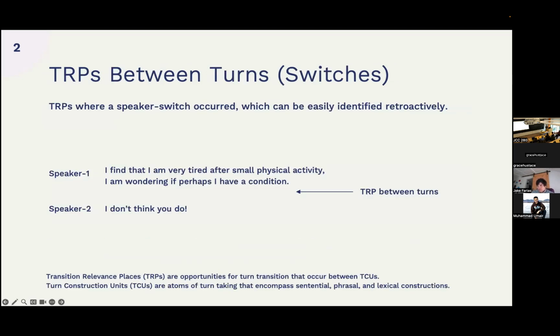There's also two subcategories of TRPs that I want to define. So the first one is TRPs between turns. So this is the scenario where someone's speaking and then they stop speaking and someone else starts to speak. The next person started to speak at a TRP point, which occurred between the two turns. This is really easy to retroactively identify because we can tell when different people started to talk.